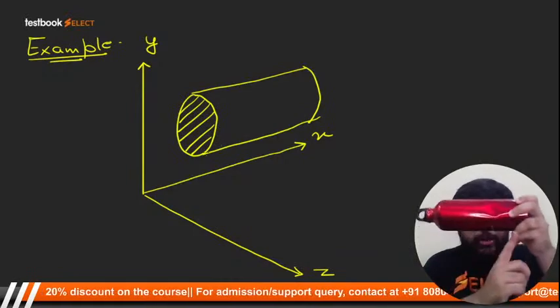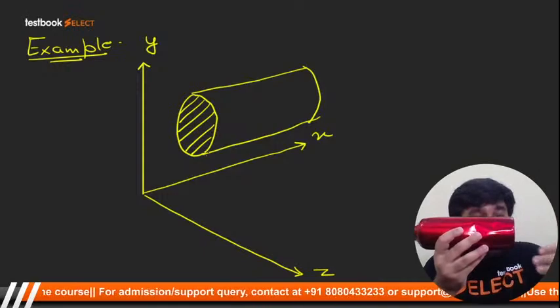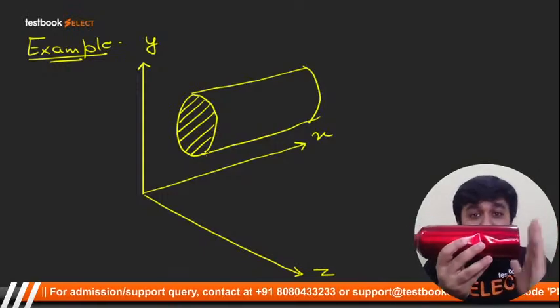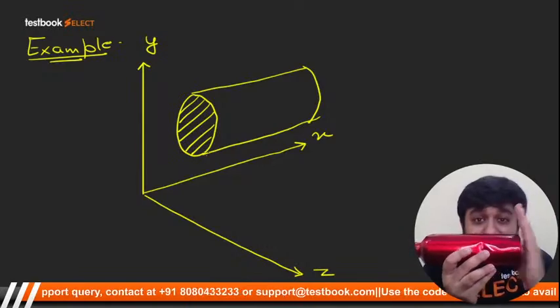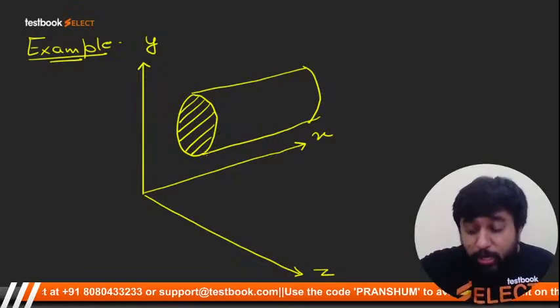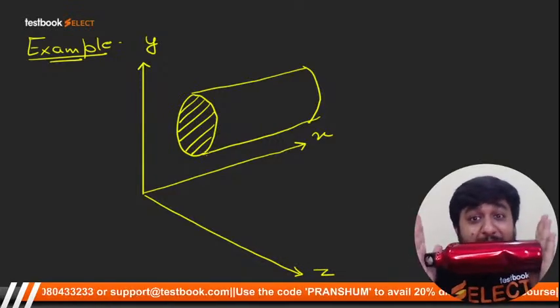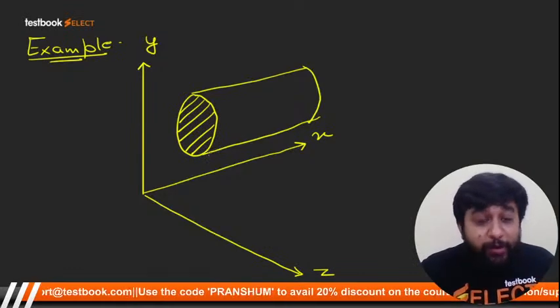So this is your cylindrical body. This is your x direction. This is your y direction and this is your z direction. So what is the plane of this surface? I think the plane is y and z. So the side surfaces are in yz plane.